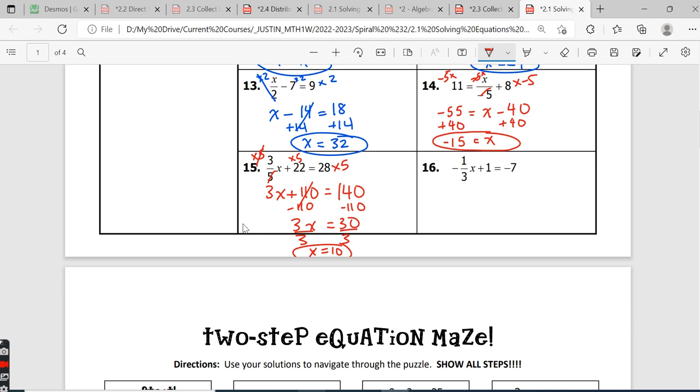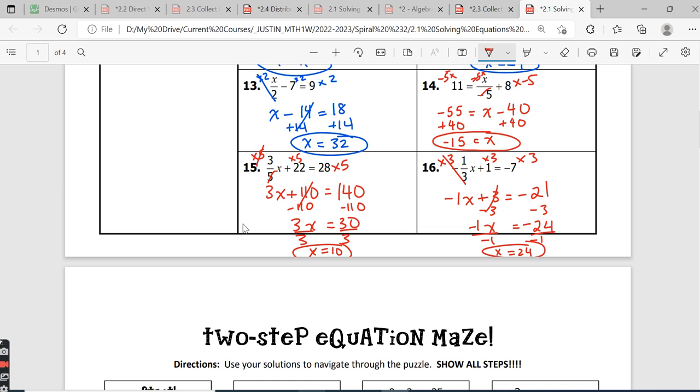Okay, last but not least, I see a 3. So multiply by 3, multiply by 3, multiply by 3. The 3's disappear, giving me negative 1x. 1 times 3 is 3. Negative 7 times 3 is negative 21. Undo the 3, take away 3, take away 3. So I get negative 1x equals negative 24. And then divide both sides by negative 1. X is equal to 24.